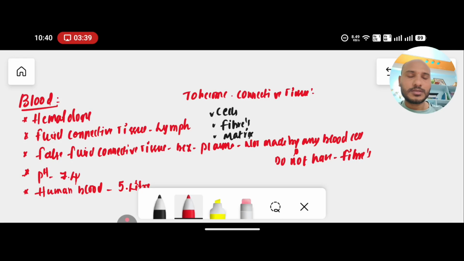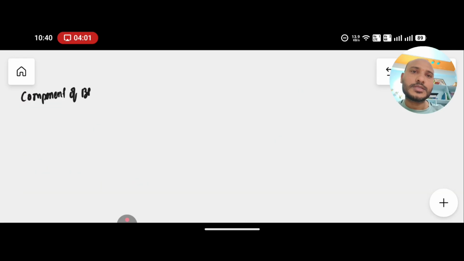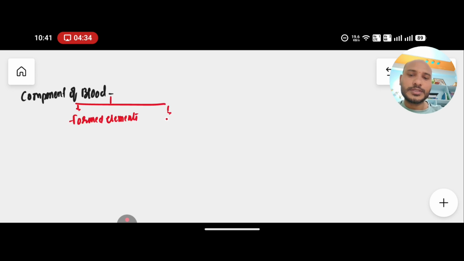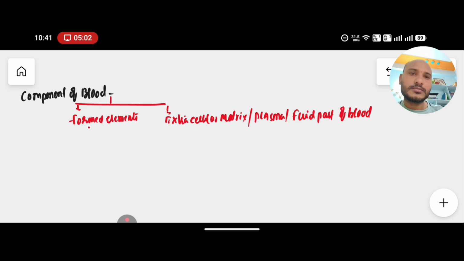Now, blood components. Blood generally contains two components. They are formed elements, and one more component is the extracellular matrix. This extracellular matrix is also called plasma, the fluid part of blood. Generally, in blood, 45% constitutes the formed elements, and the remaining 55% constitutes the extracellular matrix, also called plasma.